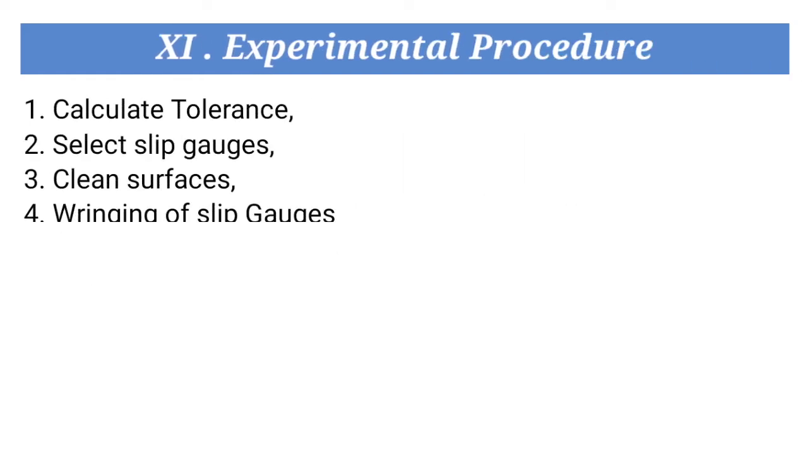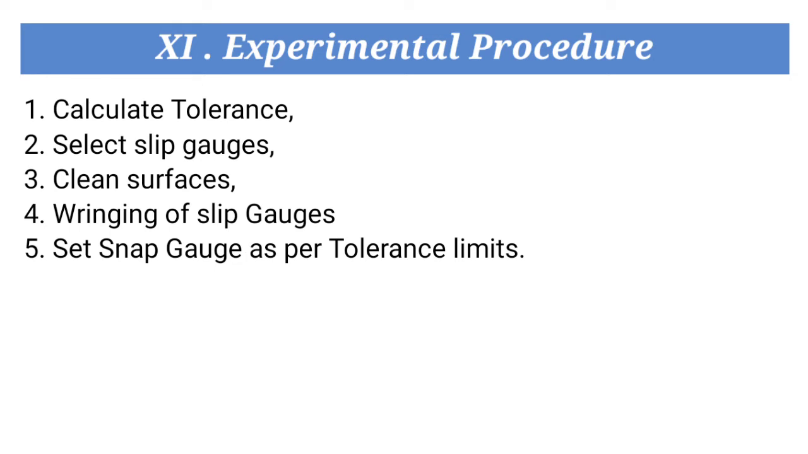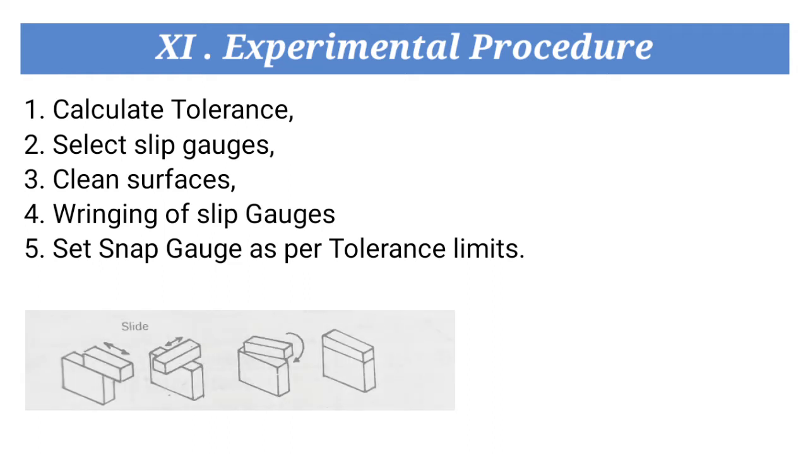Procedure: first, calculate the tolerance. Second, take the slip gauges for the given tolerance from the slip gauge box. Third, clean all surfaces of the slip gauges using petroleum jelly or a cloth. Fourth, place two slip gauges together at right angles to each other to form a cross shape. Fifth, rotate any one slip gauge through 90 degrees by applying a small amount of pressure. Sixth, the slip gauges will run together.